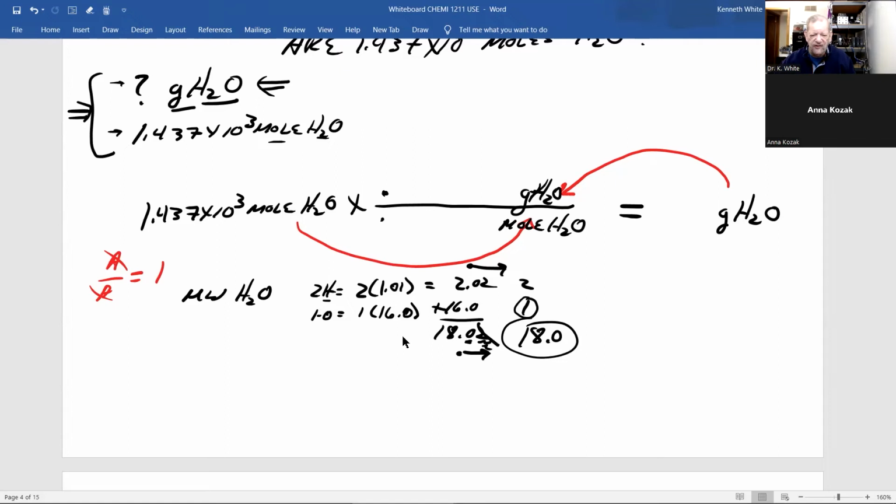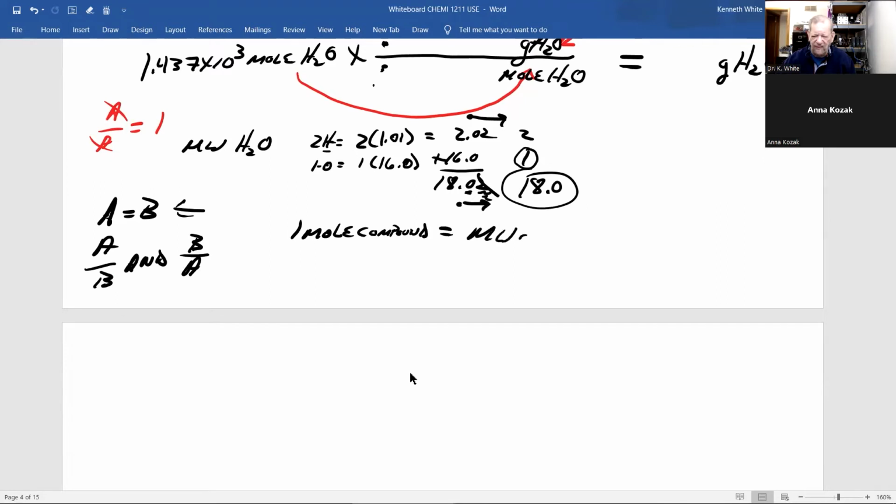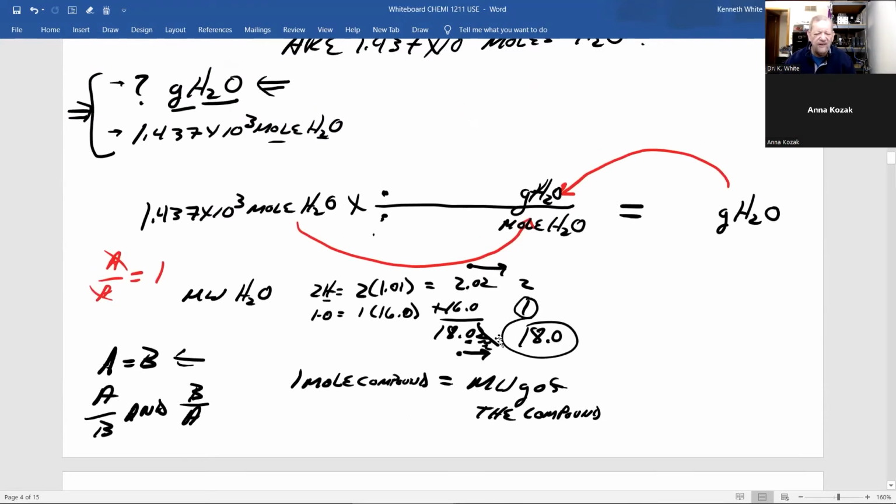How do we know what numbers to put here? When you have A equals B, you have 2 ratios. And where do we get this ratio for this? 1 mole of a compound equals the molecular weight in grams of the compound. In this case, what's the compound? Water. So 1 mole of water equals the molecular weight of water, which is what we just calculated.